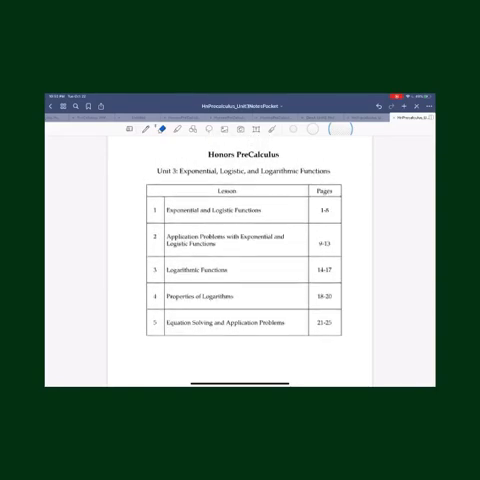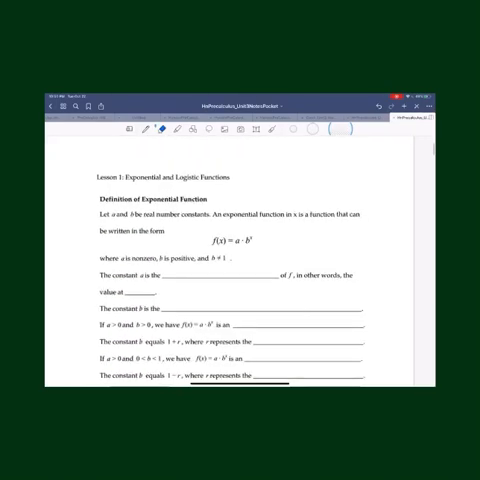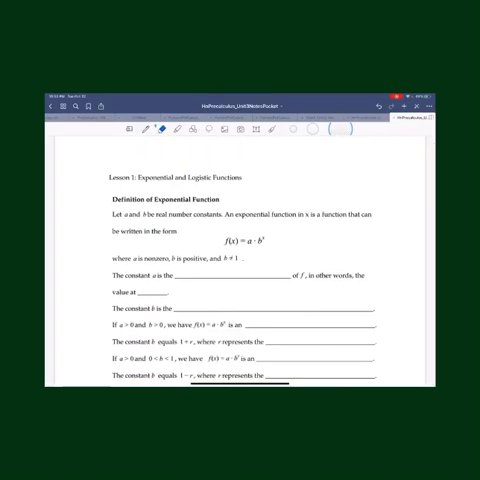This is the first lesson of Unit 3, Exponential, Logistic, and Logarithmic Functions. Today we're going to talk about exponential and logistic functions. Let's start with the definition of an exponential function.